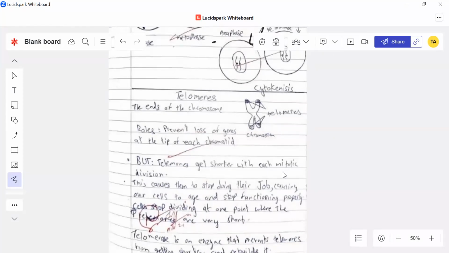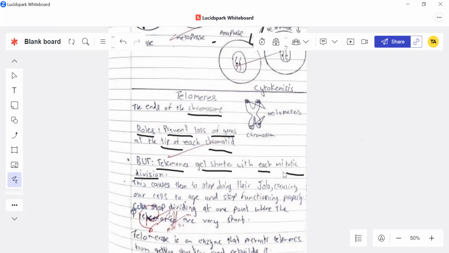So what are telomeres? Telomeres are the ends of chromosomes, and telomeres are very important because their role is that they prevent loss of genes at the tip of each chromatid. So every time the chromosomes divide, to prevent the loss of genes, the telomeres will prevent this from happening. You don't need to know how it happens. You only need to know the role, which is they will prevent the loss of genes. And telomeres have a problem, which is that telomeres get shorter with each mitotic division.